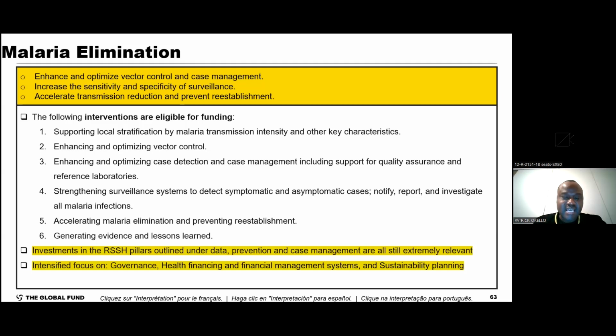But all of this, to sustain all those gains, you again need very strong investments in the RSSH pillars of data and, as mentioned, prevention and case management systems. And all of this must be under the bedrock of good governance, health financing, and sustainability planning. Next slide.